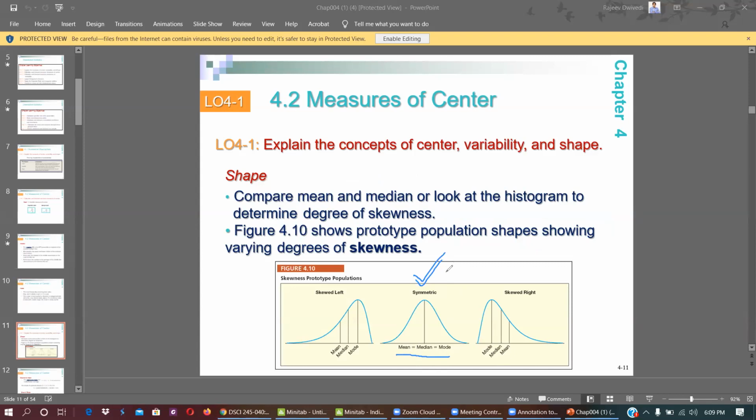So the question you will normally have is: if you have mean equal to this much, mode equal to this much, median equal to this much, what kind of shape will it have? Whether the shape would be skewed left, right, or symmetric. So basically this slide, these three graphs, will give you a lot of understanding. Based on mean, mode, and median, you can get to know the shape.